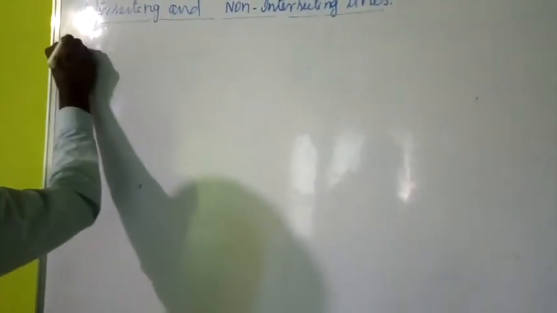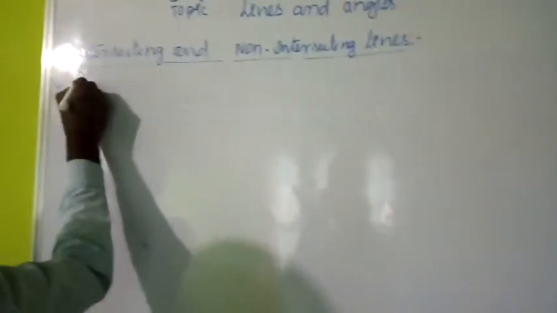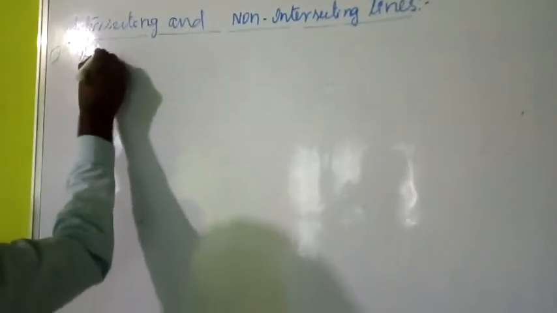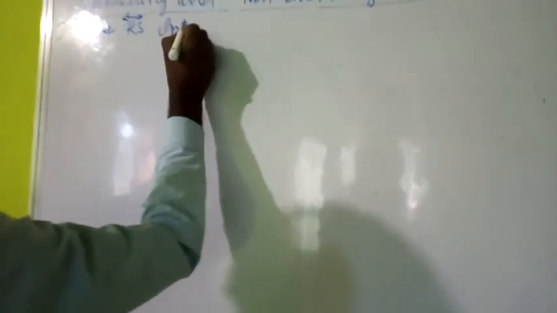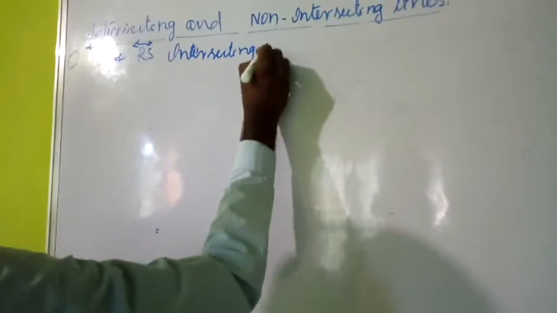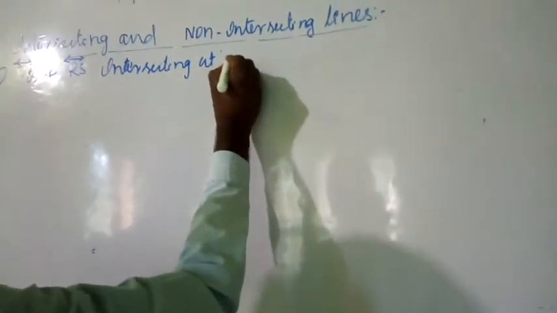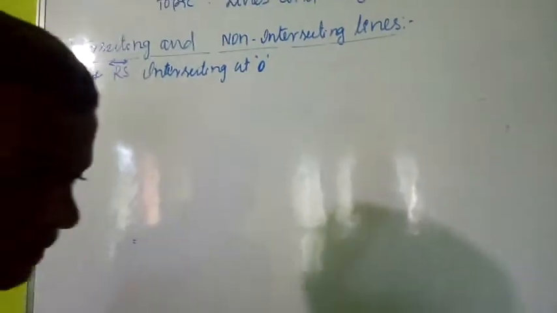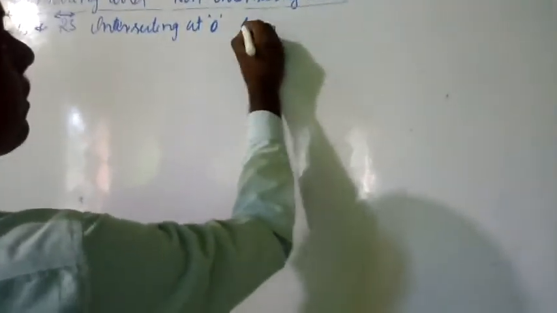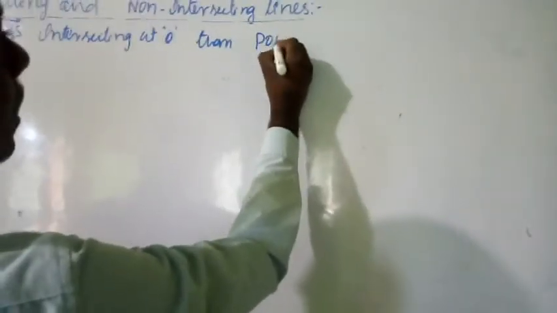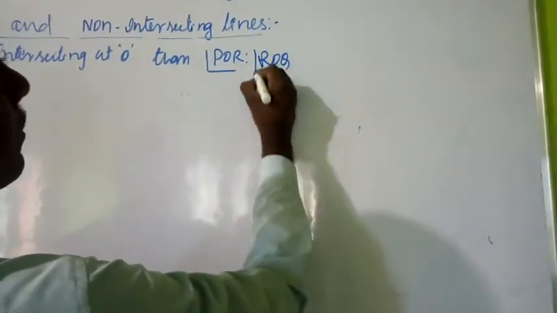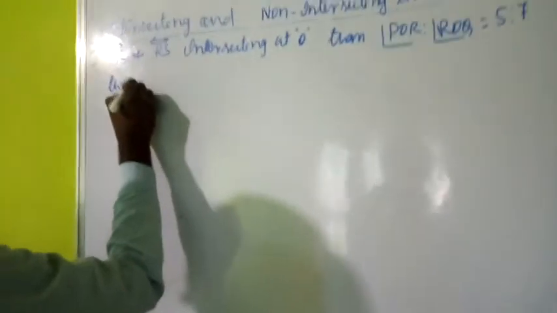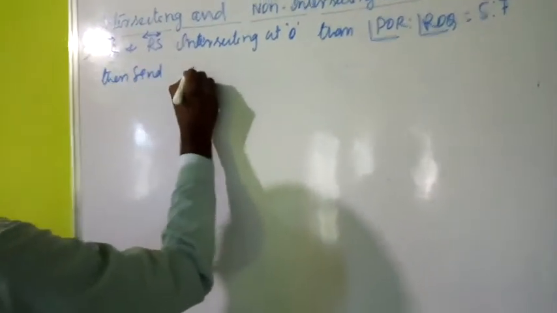Okay, here, what is the problem given? PQ and RS are the two lines intersecting at a point O. Then the ratio of angle POR to angle ROQ is equal to 5:7. Then find all the angles.